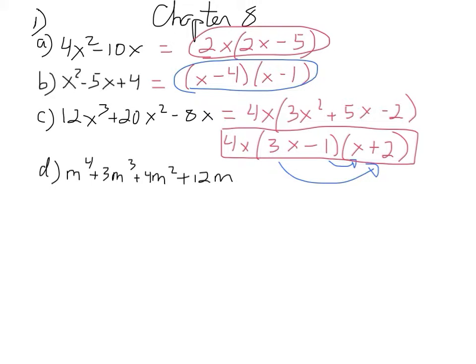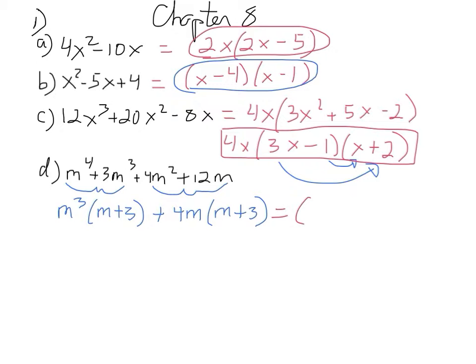In this problem, I'm going to do this by grouping. So I'm going to group the first two terms together and the second two terms together and see what happens. The first two terms I can pull out an m cubed. I'm left with m plus 3. The second two terms I can pull out a 4m and I'm left with m plus 3. Excellent. So then this becomes m cubed plus 4m times m plus 3.